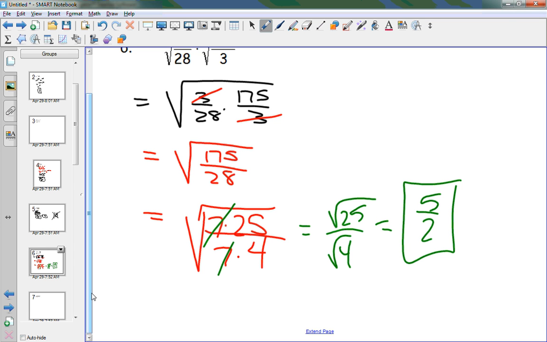Can I plug all that into the calculator? Sure, you can. The calculator is going to give you 2.5. Why is it giving you 2.5? Because that is the decimal of my improper fraction of 5 over 2. Am I going to like it if you give me that fraction or that decimal without any work? No. You okay with that?